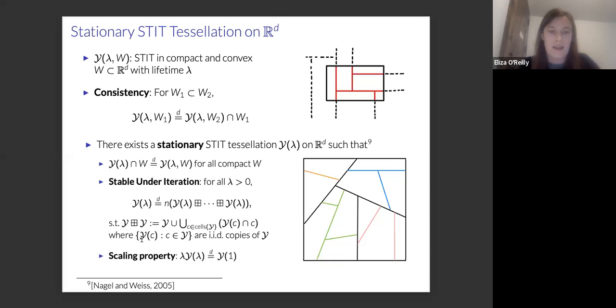And this is stable under iteration. Tessellations are all tessellations that have this property for any n. In particular, an important consequence of this property is that these STIT tessellations have the scaling property, which means that for any lifetime lambda, if you scale all the boundaries of the STIT tessellation with lifetime lambda, you recover in distribution a STIT tessellation with lifetime 1.